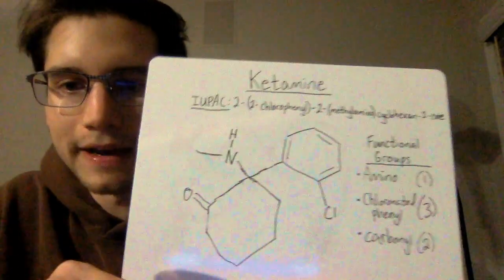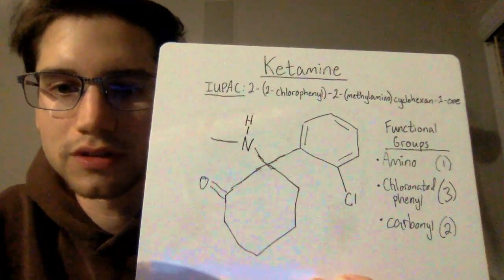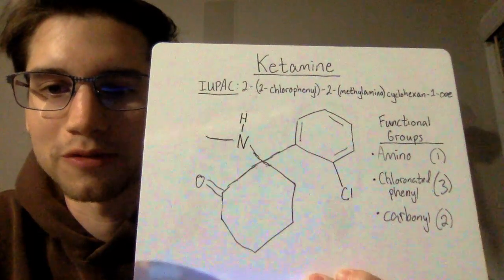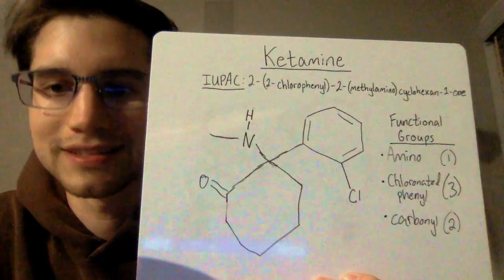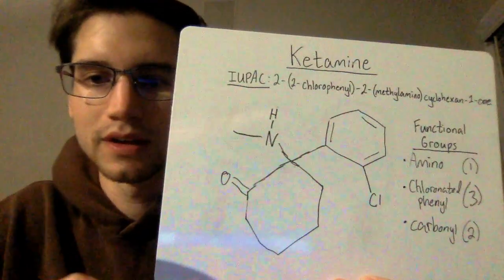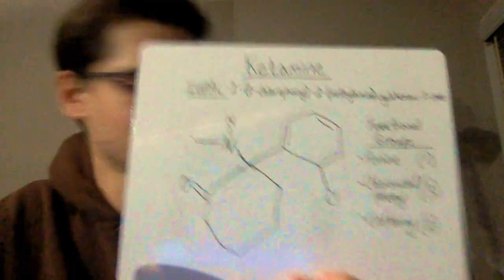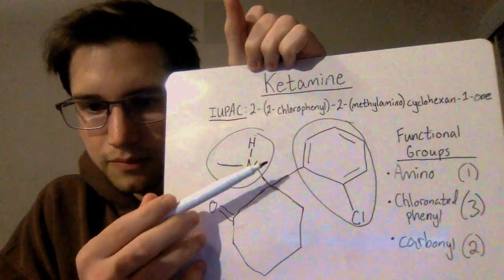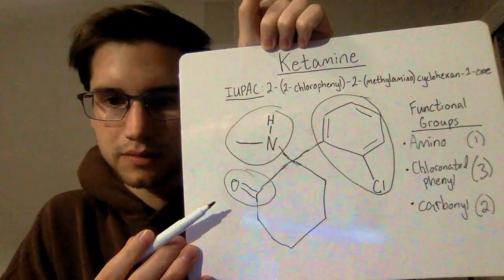So, ketamine here, IUPAC name: 2-(2-chlorophenyl)-2-(methylamino)cyclohexan-1-one. All right, we have our three functional groups on the left, and I will circle the amino starting now. Amino. Second is our chlorinated phenyl group, right here. And then lastly, our carbonyl, right here.